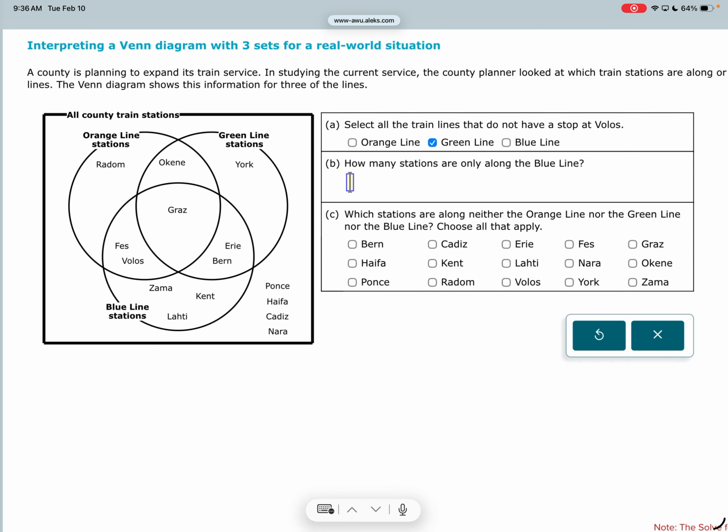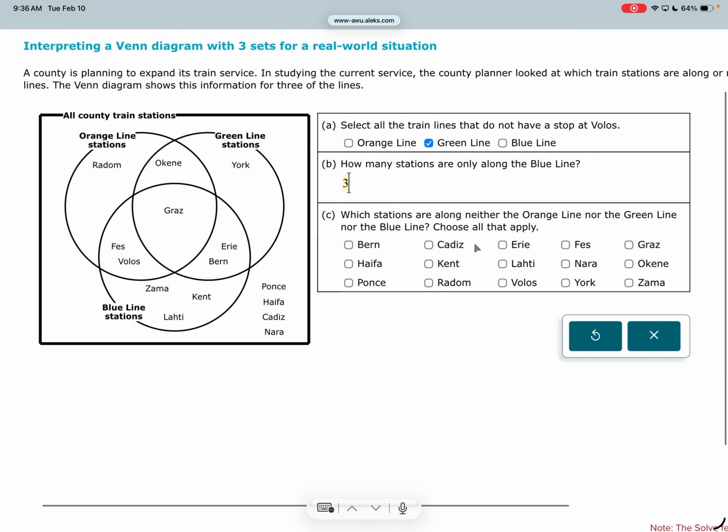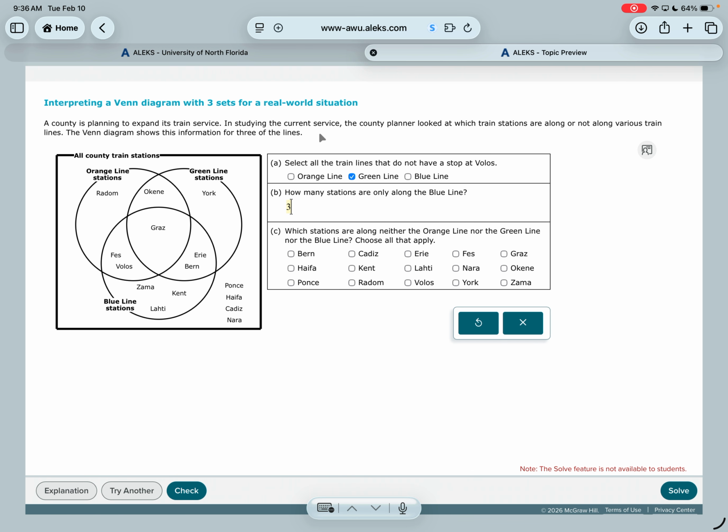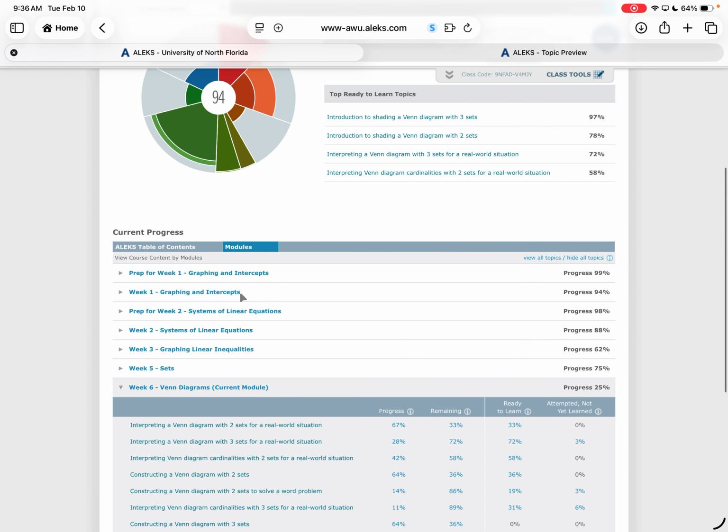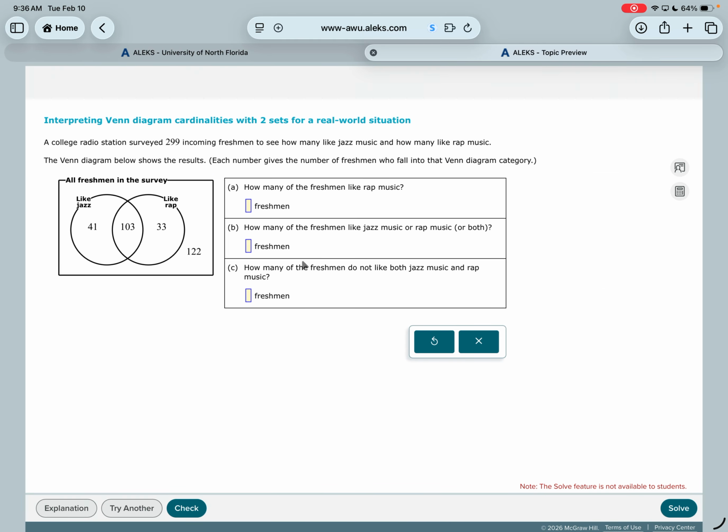And which stations are along neither the orange nor the green nor the blue? That would be all the ones on the outside. Okay, it'd be all 4 of those right there. So just take your time reading these. Some of the words and going back and forth, they do get a little confusing, but it shouldn't be too bad on the beginning there, just reading them.